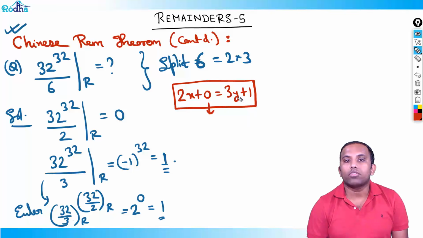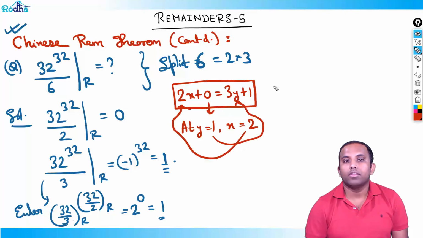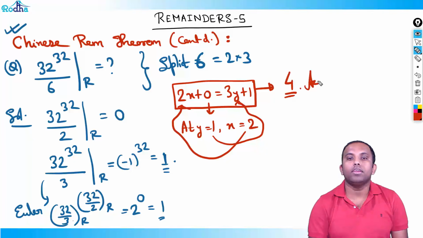Just see for which value of y you get x as an integer. At y equal to 0, 2x is 1, so x is not an integer. At y equal to 1, 2x is equal to 4, so you got x as an integer, x equal to 2. So either put y equal to 1 here, or x equal to 2 here. The answer will be 4. So 32 raised to 32 by 6, the remainder is 4.